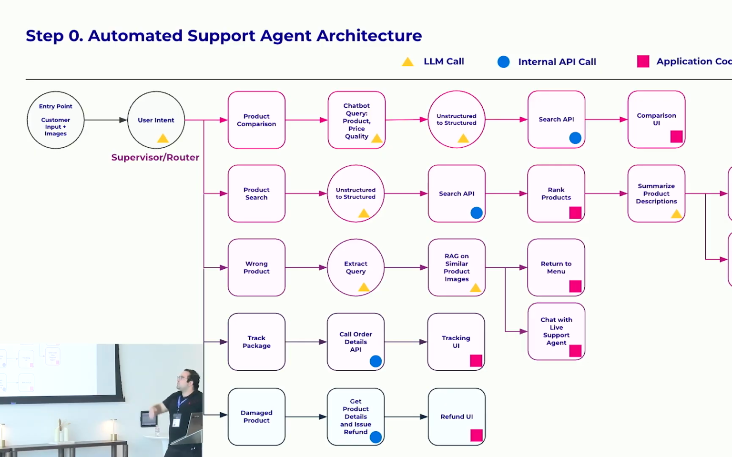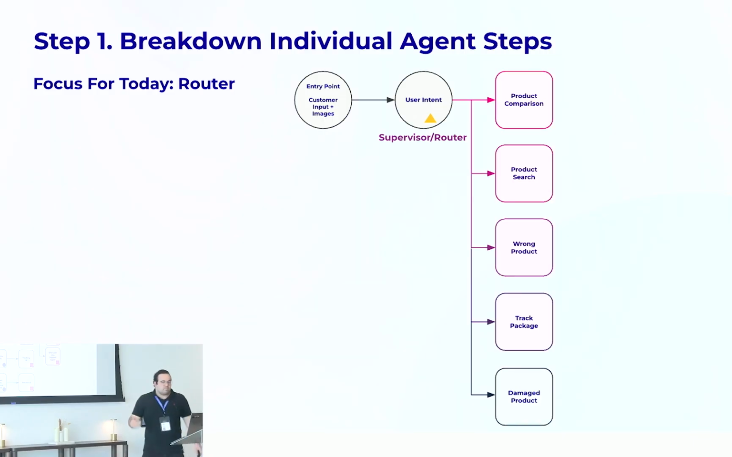Could be a product comparison, track package, damaged product, wrong product, right? Could be anything else. And then based on the path, maybe it calls an LLM, it calls an internal API call, maybe it's just application code, right? So it gives you a way of deciding which path to take, right? So this is our architecture.